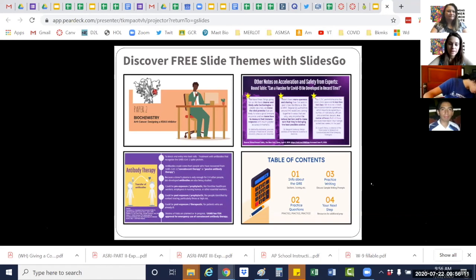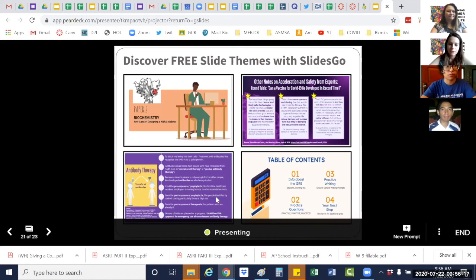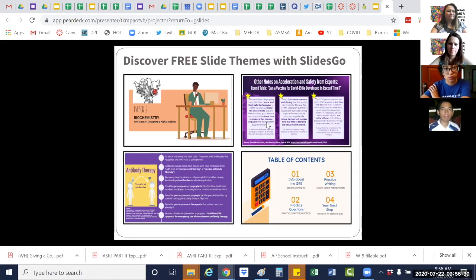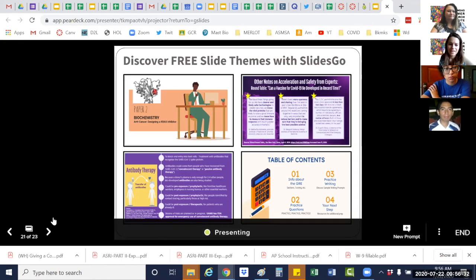There are medical templates, there are engineering templates, there are computer templates. We have used SlidesGo templates for various presentations during this ASRI, and you can get some really cool ones. During the next break, I will open up SlidesGo and just show you guys more about that, because I think it's a really great way to get a very professional looking presentation.